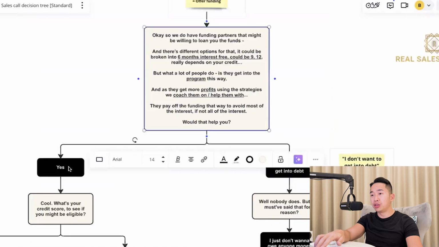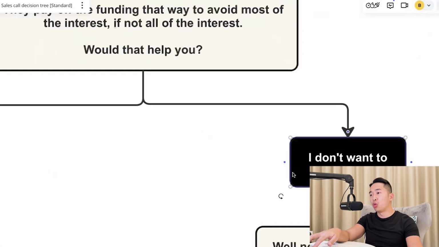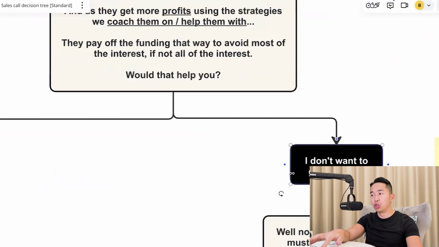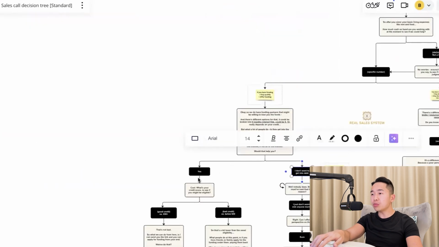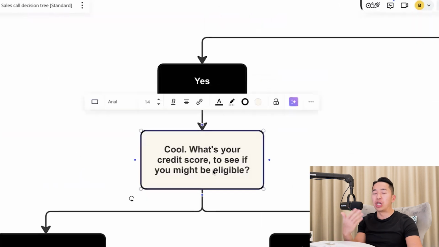And at that point, they're going to say, yes, that would help. Or they may say something like, well, I don't want to get into debt. That objection we're going to get into later. All right. So if they say, yeah, that would help, all right, cool. What's your credit score, to see if it might be eligible?